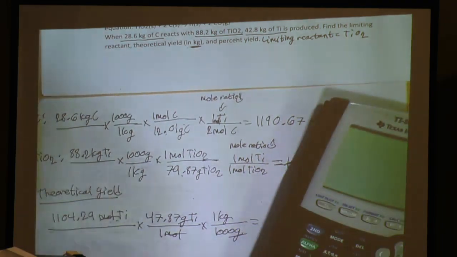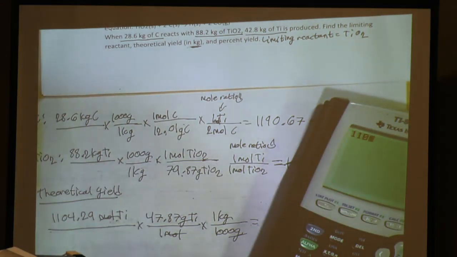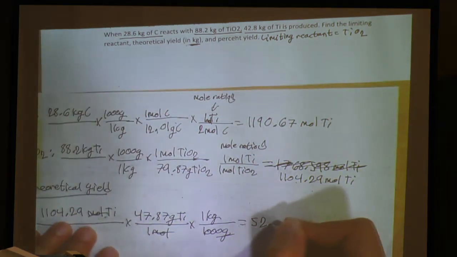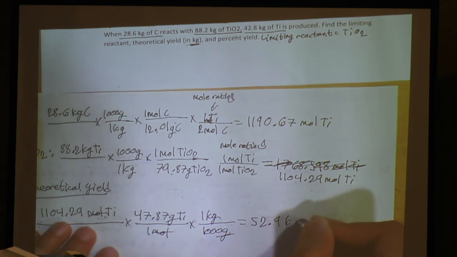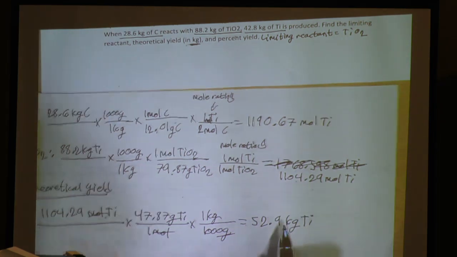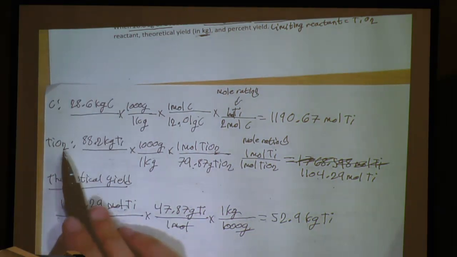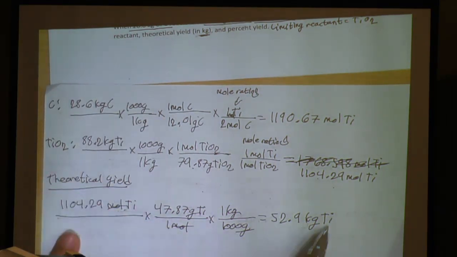That's going to give us 1104.29 times 47.87 divided by 1,000. That's going to give us 52.9 kilograms of titanium. So this is our theoretical yield. Theoretically, given this much of our limiting reactant, we can only make this much.